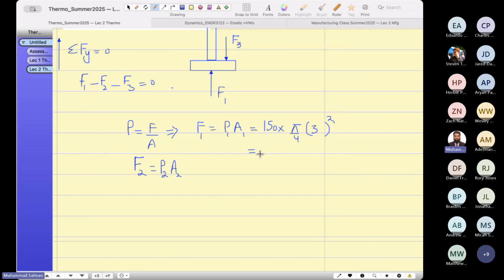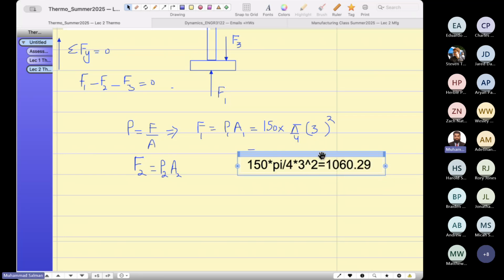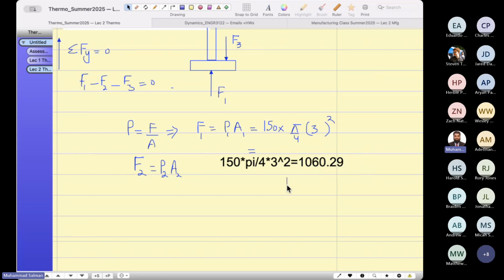Now if we do the math here, let me show you. 150 times pi by 4 times 3 squared. I got 1060.3 pound force. The force is in pounds because the British system is the foot-pound-second system. So pound sub F means pound force. Sometimes it is sub M, which is pound mass. So you should not get confused with the unit. If it is pound F, then you should consider this as a force unit.